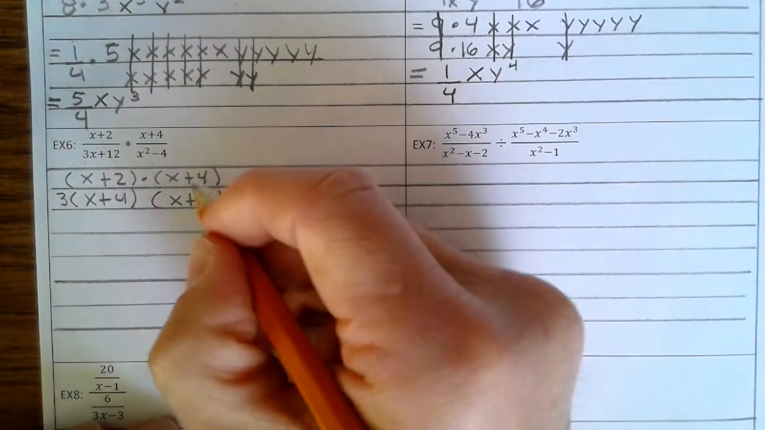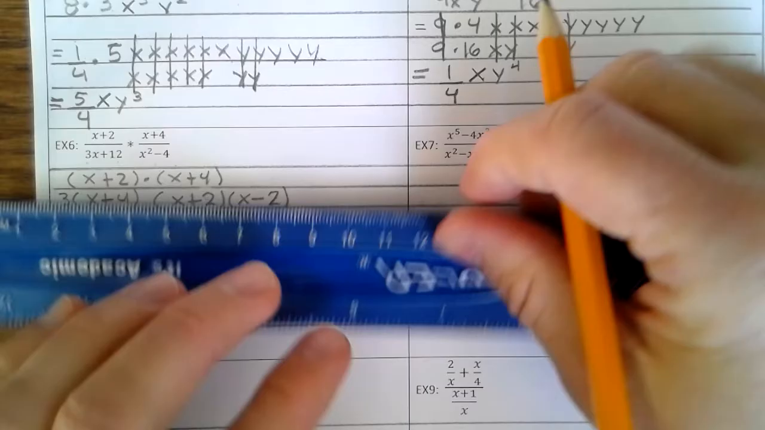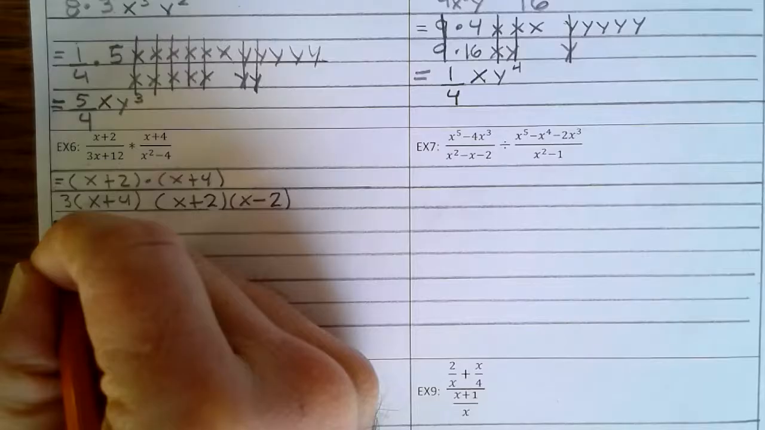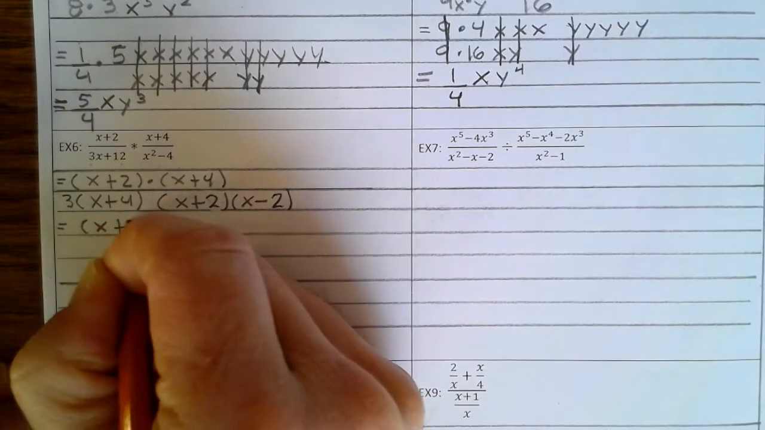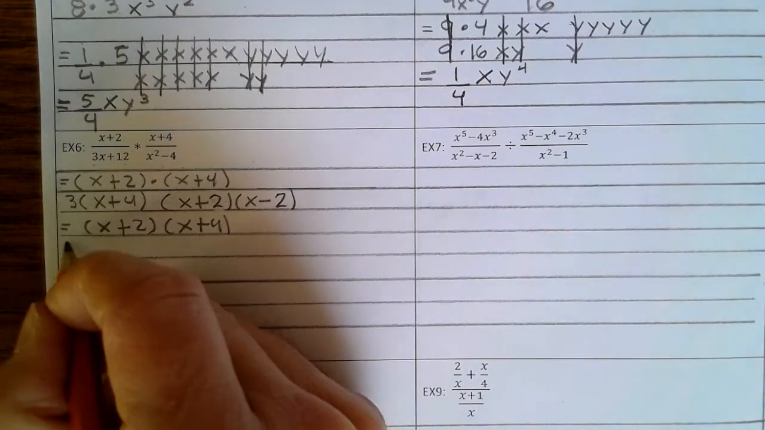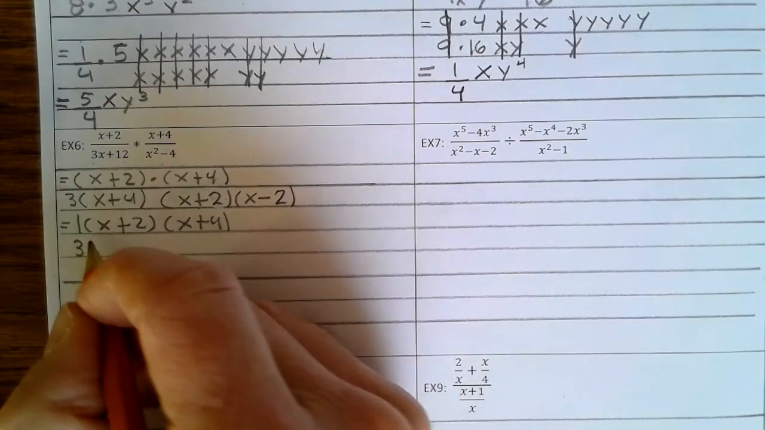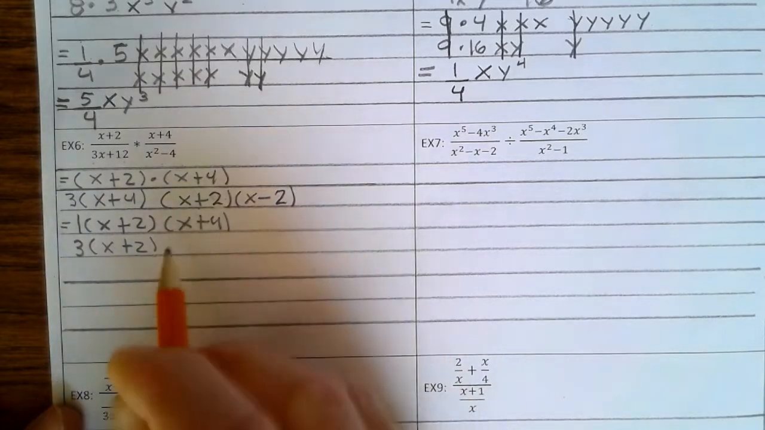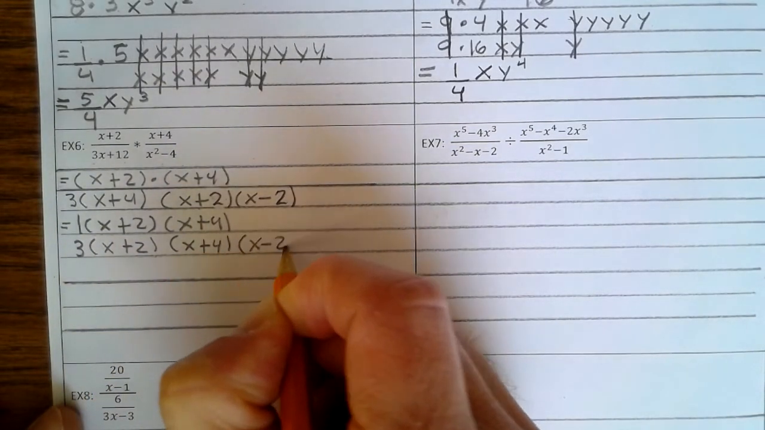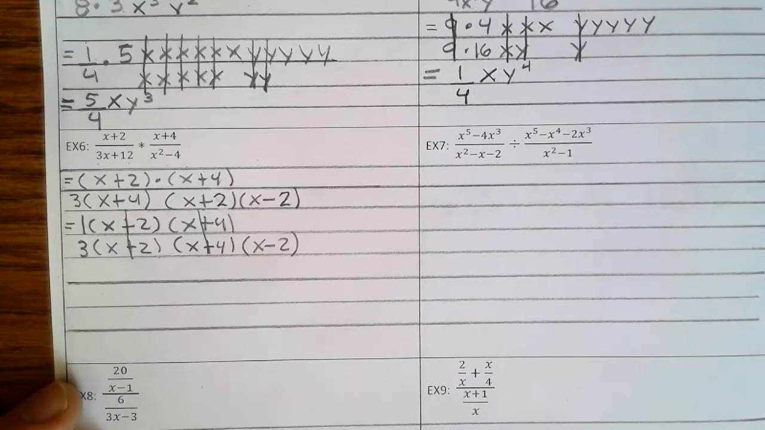Now, at this point, you want to reorganize things and look for that special one. So we're going to put the x plus 2 and x plus 4. We can leave that alone. There's nothing, and we're going to put a 1 here. Leave the 3 alone. But I'm going to put this x plus 2 first. Then the x plus 4. And x minus 2. And the reason I did that is because I see here that this divides and becomes 1. This divides and becomes 1. And you're left with 1 divided by 3 times x minus 2.